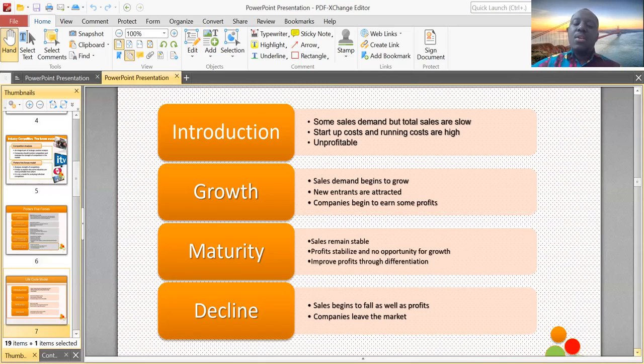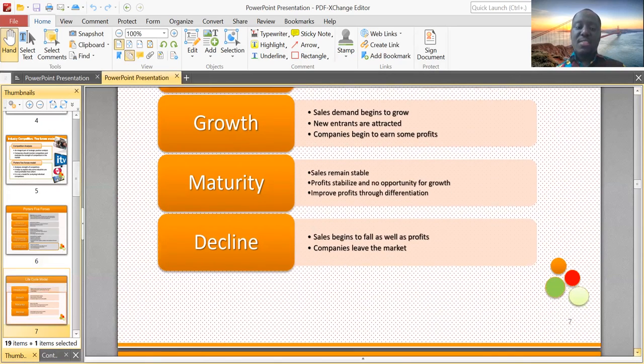Then there's the decline phase where sales begin to fall and companies leave the market. So these are 4 important stages of the life cycle that you need to understand: the introductory phase, the growth phase, the maturity phase, and the decline phase. Depending on the stage you're in, it will impact your sales, your profits, and also the kind of competition that exists within these different phases. So it's important to understand this as well.